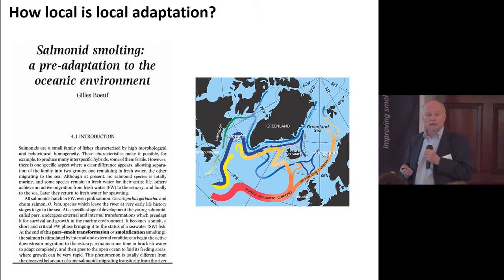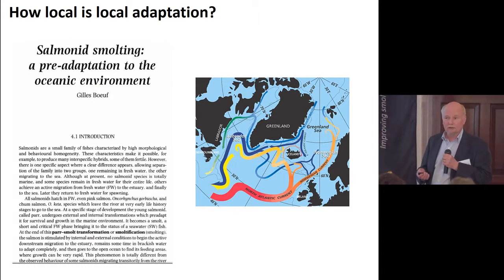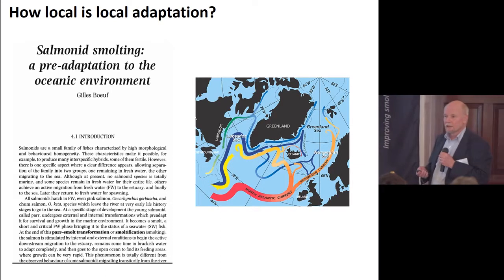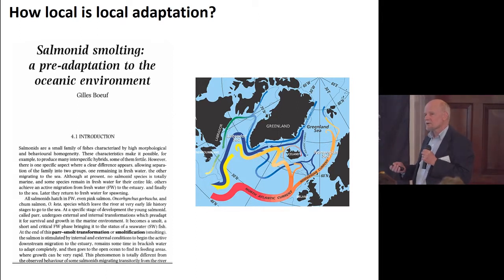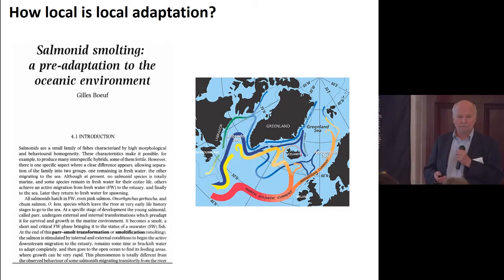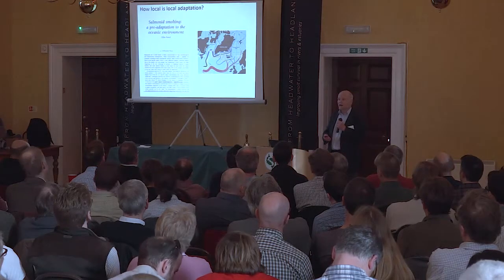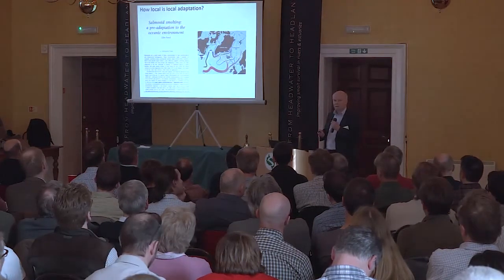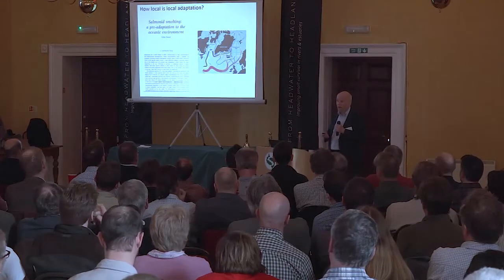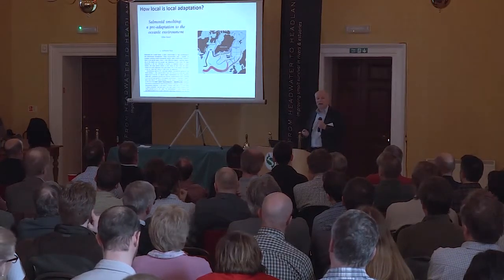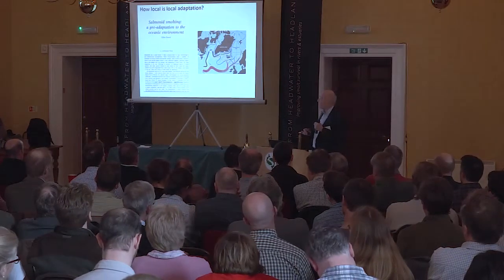How local is local adaptation? We heard this morning that what happens in freshwater affects what happens in seawater. Is a river the locale of a salmon, or is the locale of a salmon everything from the river all the way to its feeding area? Is its feeding area part of its local environment? And is the local environment for one population of salmon in the sea the same as the local environment for another?